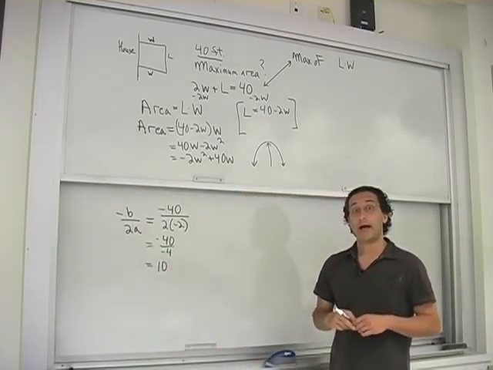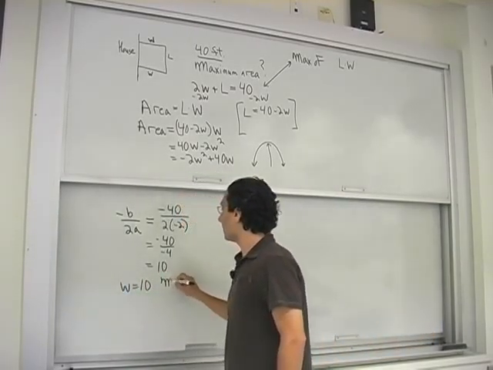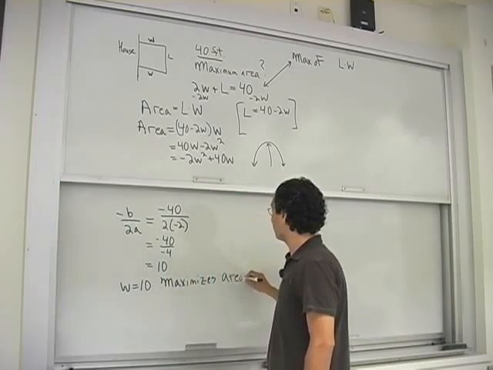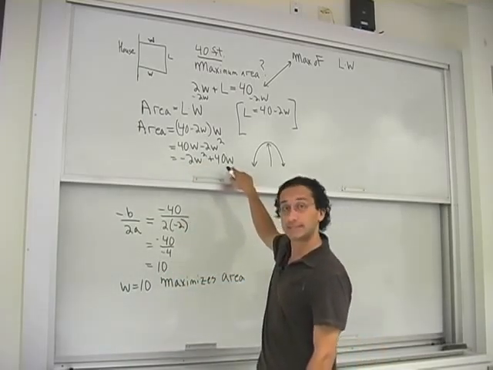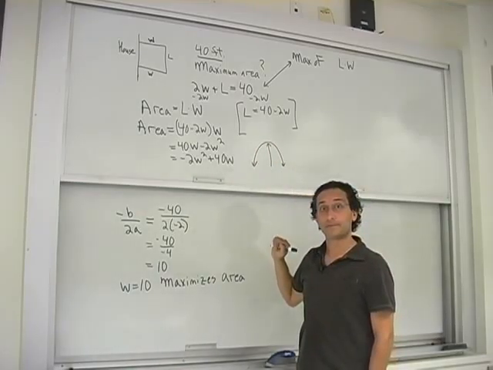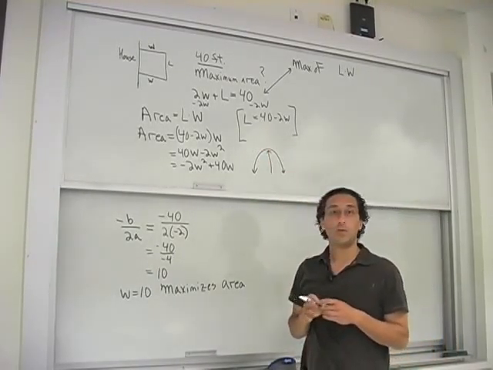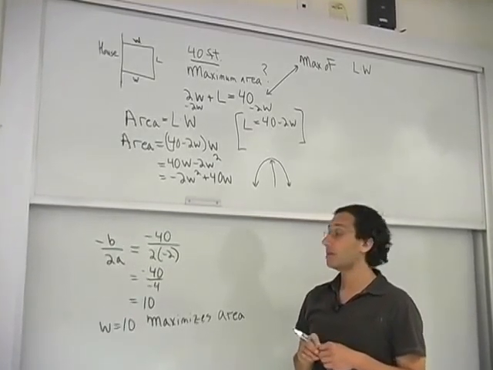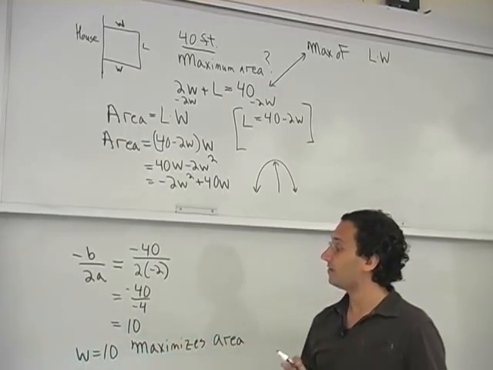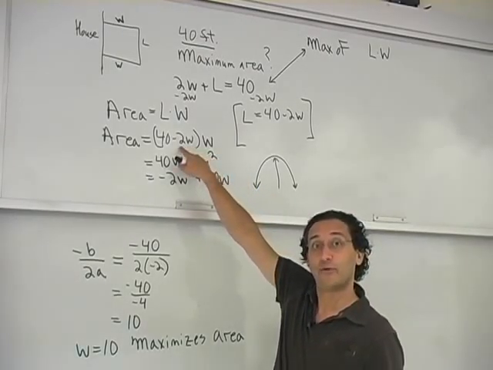So what did I just do? I found the W value which maximizes my area. This W value maximizes this guy, and this guy shows me the area. So what was the actual question? The question was, what is the maximum area? Well, how do I get the maximum area? Well, I know that if W is 10, that'll give me the maximum area. So all I need to do is plug it into the area formula.